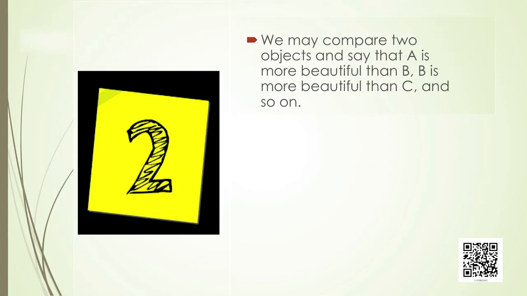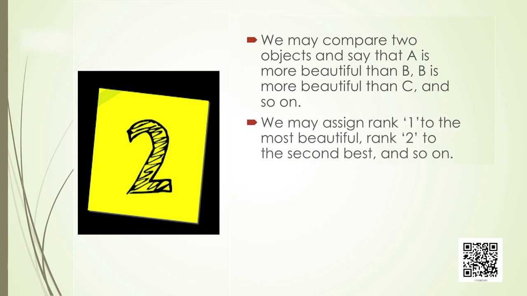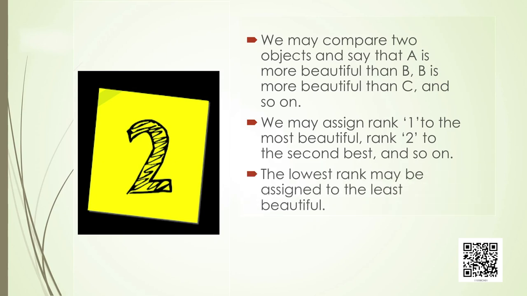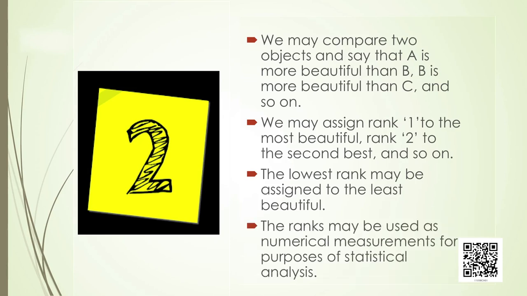We may compare two objects and say that A is more beautiful than B, B is more beautiful than C, and so on. We may assign rank 1 to the most beautiful, rank 2 to the second best, and so on. The lowest rank may be assigned to the least beautiful. The ranks may be used as numerical measurements for purposes of statistical analysis.